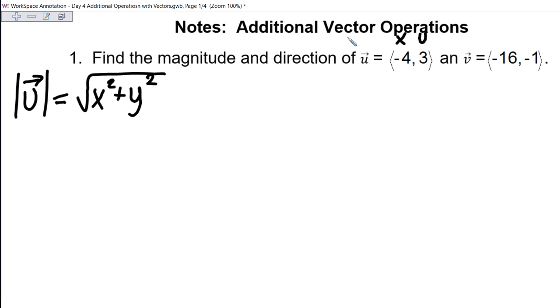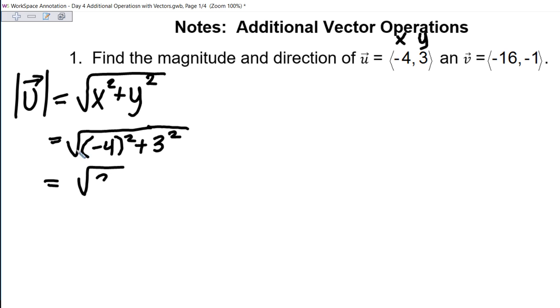So in my formula, what is the x value of the component form? -4 needs to be squared. Add to that the y value squared, and the y value is 3. What is -4 squared? 16. What is 3 squared? 9. What is 16 plus 9? 25. So this would be equal to the square root of 25, which is equal to 5. So there's the magnitude for vector u.